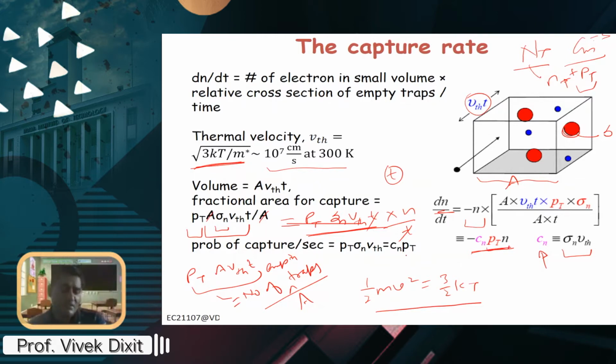Similar will be the opposite process, the emission, and similar will be the process for capturing the holes. The only difference is that capture depends on the carrier, while emission depends just on the number of states that are occupied or empty for electron and hole respectively. So this is the mechanism.